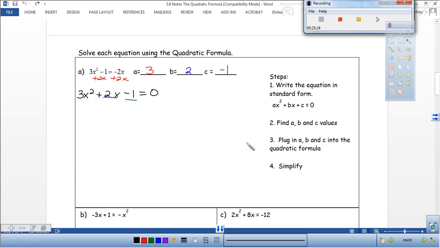Then we're going to plug a, b, and c into the quadratic formula. So we need to write down the quadratic formula and sing it again because we need to memorize it. We have to go a little bit slow because I have to write and sing at the same time.